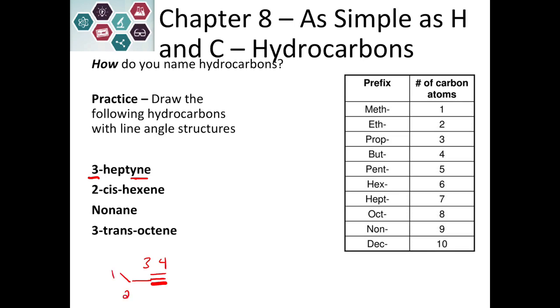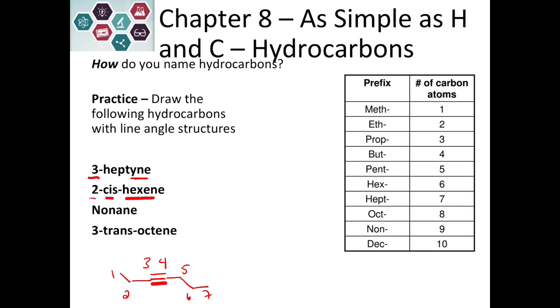And then I'll add 5, 6, and 7. Yours might look a little different, but you should have 7 carbons and you should have a triple bond between 3 and 4. Next we have 2-cis-hexene.